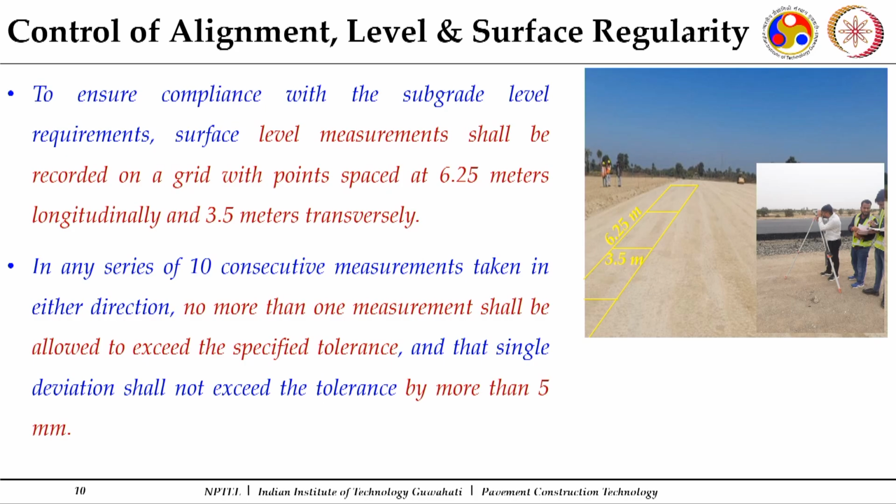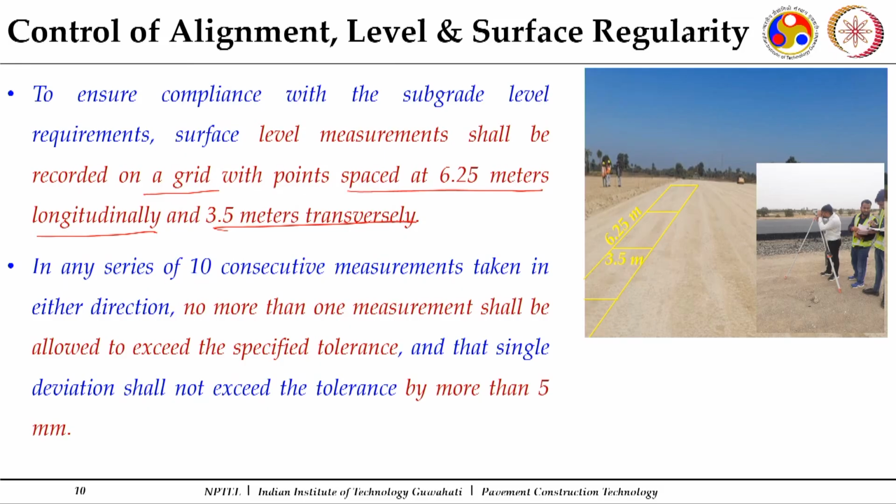And for this, how many points can be taken? So, we can form a grid. It says it can be on a grid with points spaced at 6.25 meters longitudinally and 3.5 meters transversely. This is not shown to scale, but just as an example, from the edges I can work out these grid points, and then ensure the levels at these grid points and check whether they are within the tolerance of plus minus 20 mm of what I arrived at from my standard drawings.